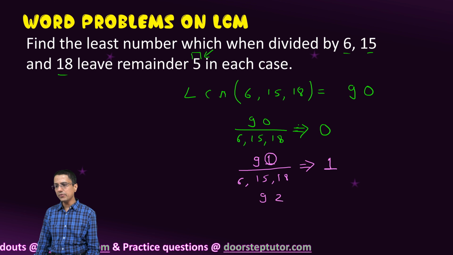So to get the remainder of 5, what do I have to do? My number would be simply the LCM, which is completely divisible by these numbers, plus I have to add 5 to it.